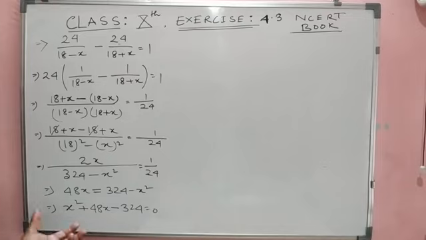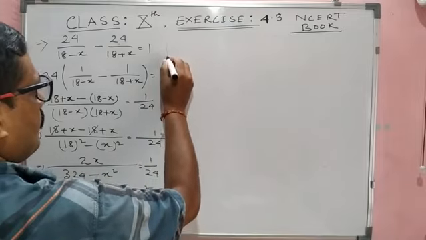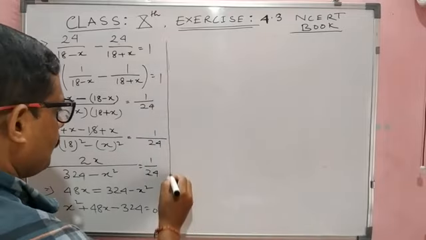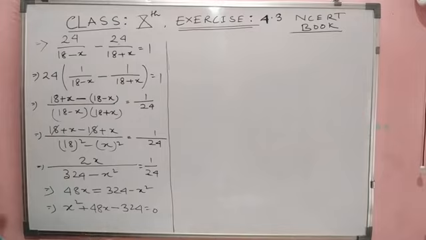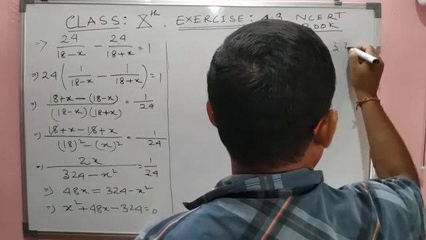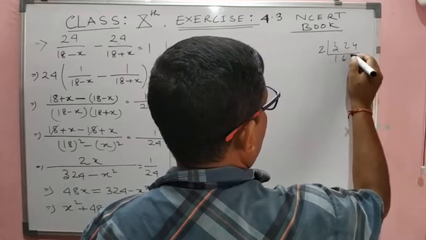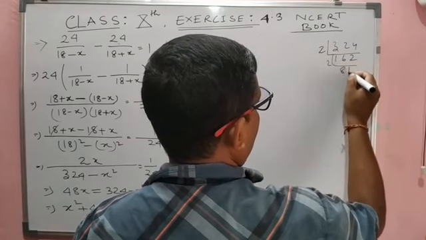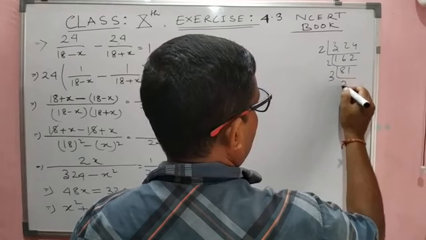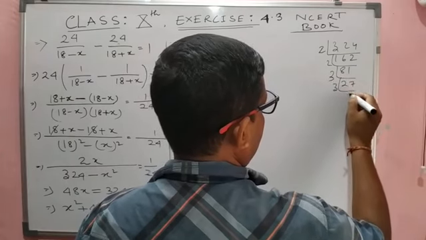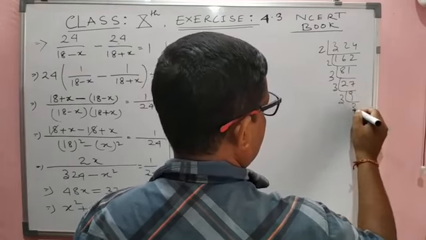We can solve by any method. We have the middle term factorization method, we have the quadratic formula, and we can also solve by the completing the square method. So let us go for middle term factorization. In middle term factorization, let us break 324: 2, 162, 2, 81, 3, 27, 3, 9, 3, 3.